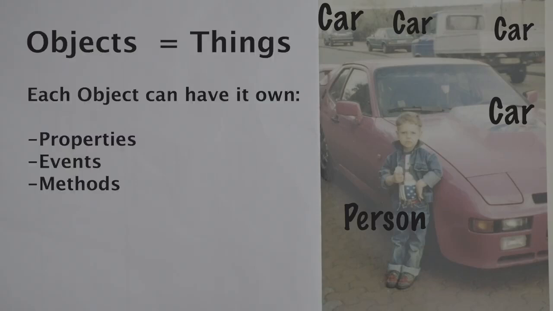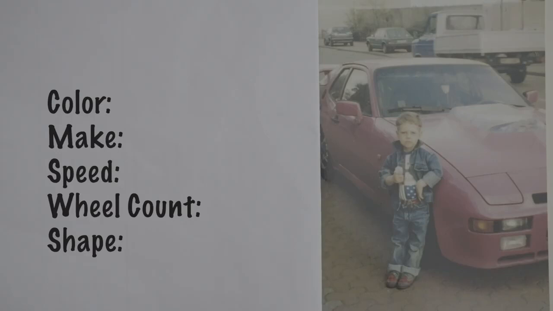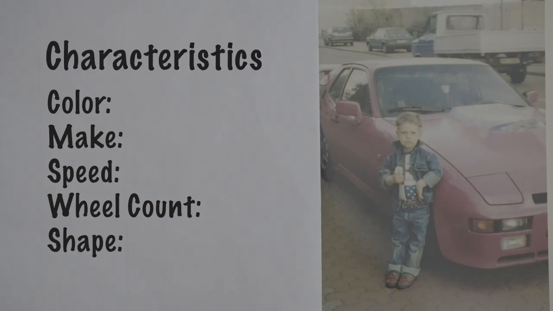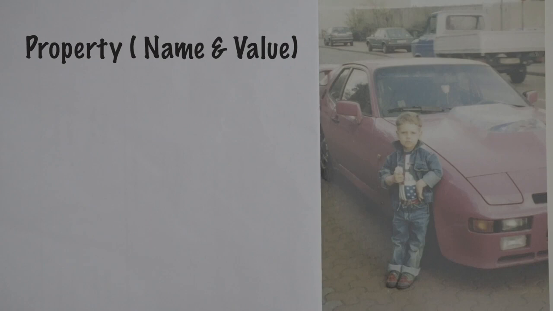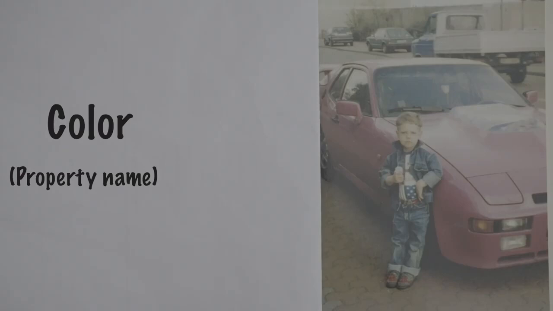Each object, or each thing as we say, has properties, events and methods. Properties are characteristics. It's what characterizes the object that we're talking about. If you look at a car, it has a color, make, speed, wheels, and size or shape. Those are all characteristics, right? If we look at a person, that can be a height, age, color. A property is basically a name and a value. So color is a property name, and a value is red, blue, green, unicorn.